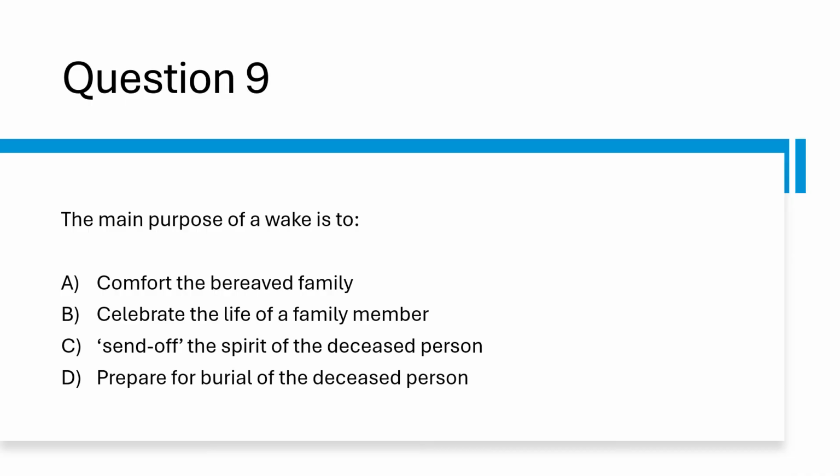And so the best response here in terms of the purpose of a wake is C, because we want to ensure that we are celebrating the life that the individual would have lived, and now that they've transitioned, we want to usher them over in fine style. All right, let's jump quickly to number 10.